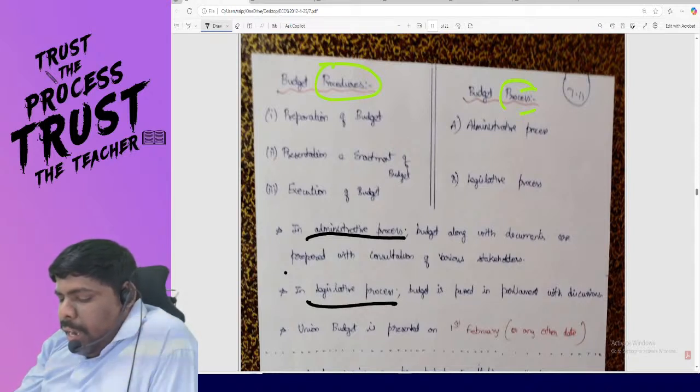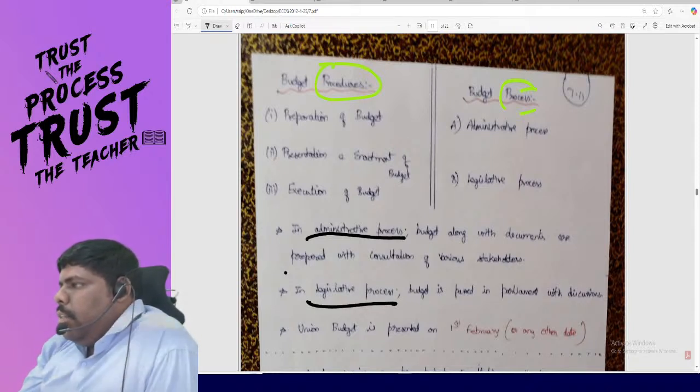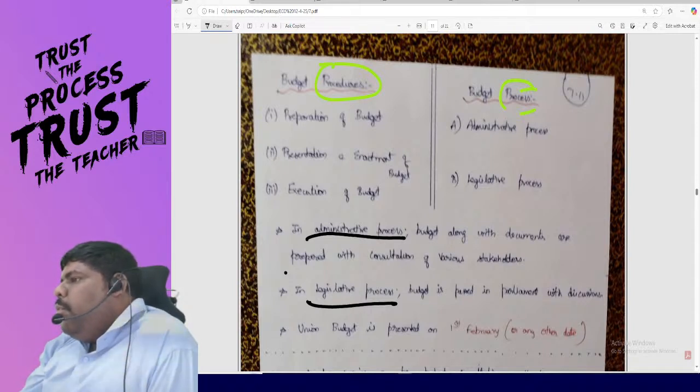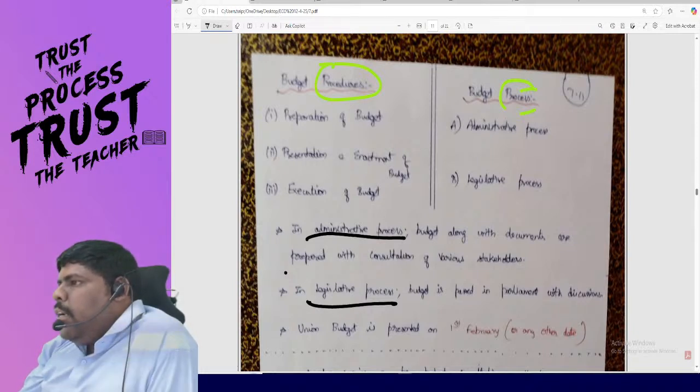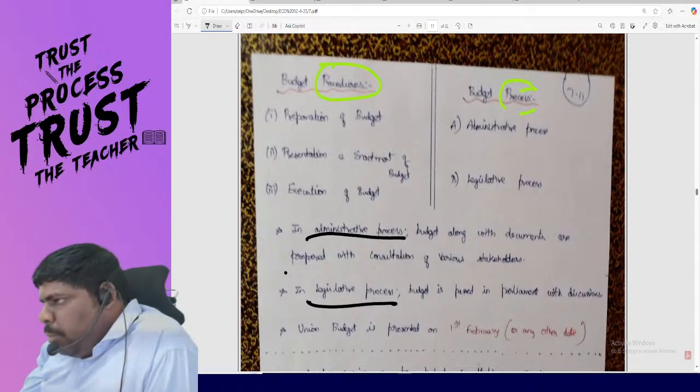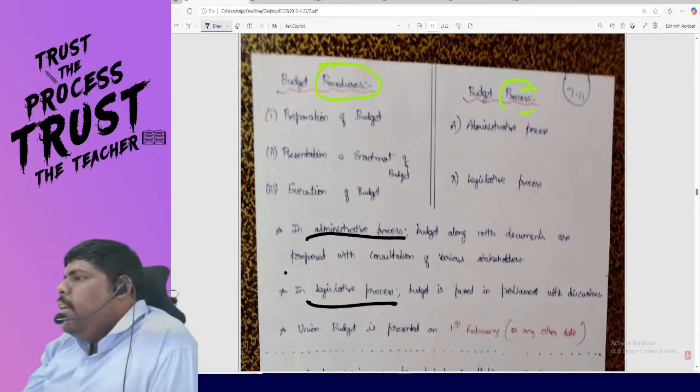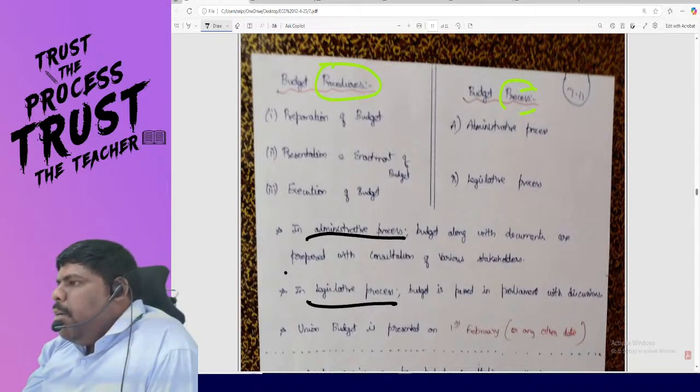See, the administrative process is what I have told. Before finalizing the budget, they will hold meetings with many people and find out which has to be given priority. That is the administrative process. Legislative process is how the bill that we are going to implement is going to have legal validity. So if you give a legal power to the budget you pass, that is legislative power.